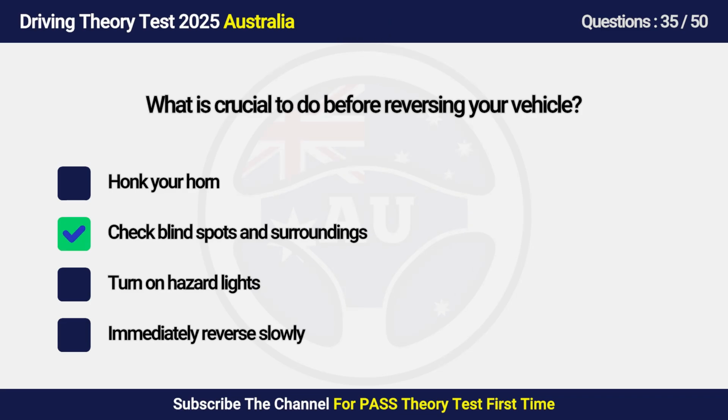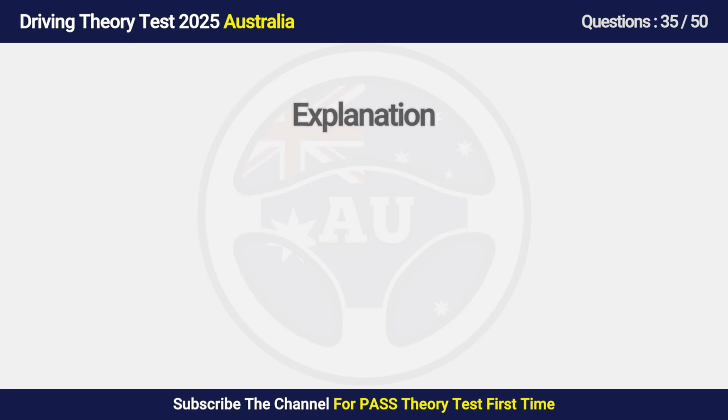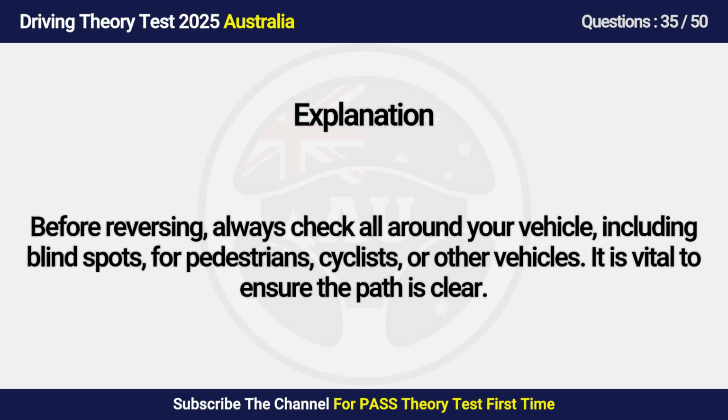Answer is B, check blind spots and surroundings. Before reversing, always check all around your vehicle, including blind spots, for pedestrians, cyclists, or other vehicles. It is vital to ensure the path is clear.